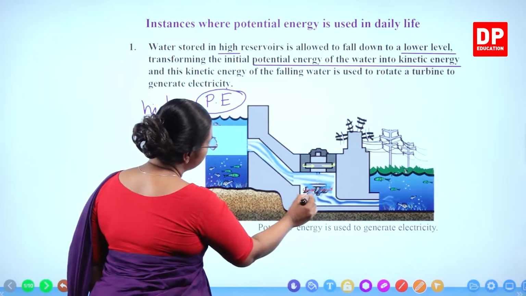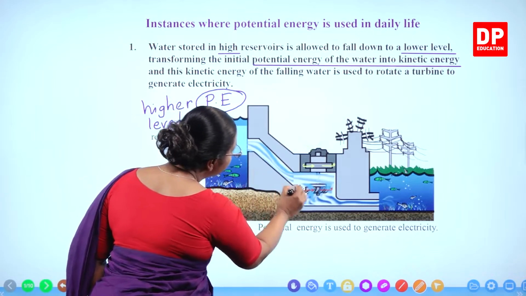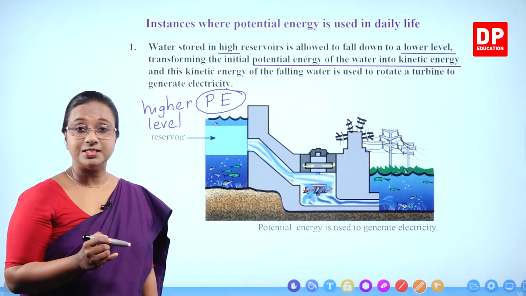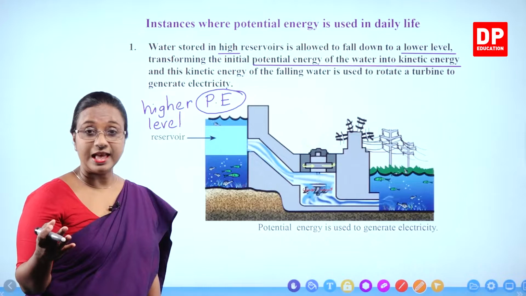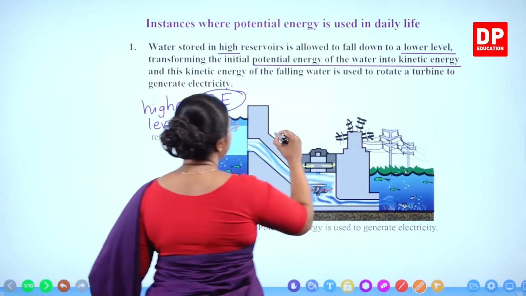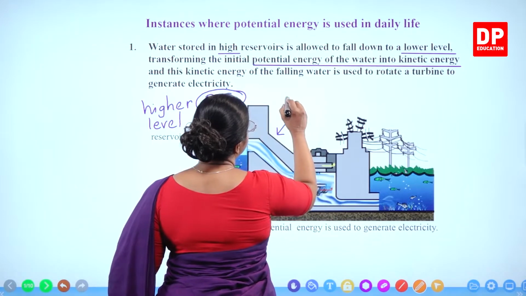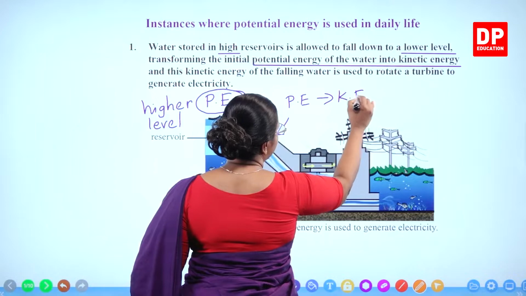Then what can you see here? The water flowing down. So when it flows down, what will happen to energy? There is velocity. So because of that, the potential energy will be converted to kinetic energy. So at this point, the potential energy will be converted to kinetic energy.